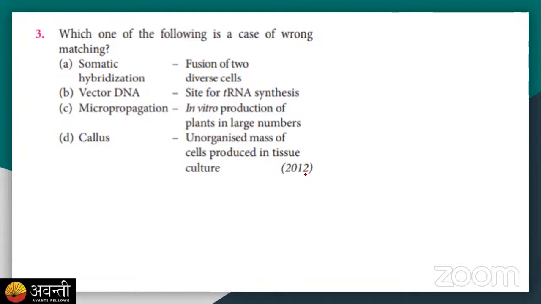Option A says somatic hybridization, which is the fusion of two diverse cells. Option B says vector DNA, site for the tRNA synthesis. Option C says micropropagation, in vitro production of plants in large number. And option D says callus, that is unorganized mass of the cell produced in tissue culture.